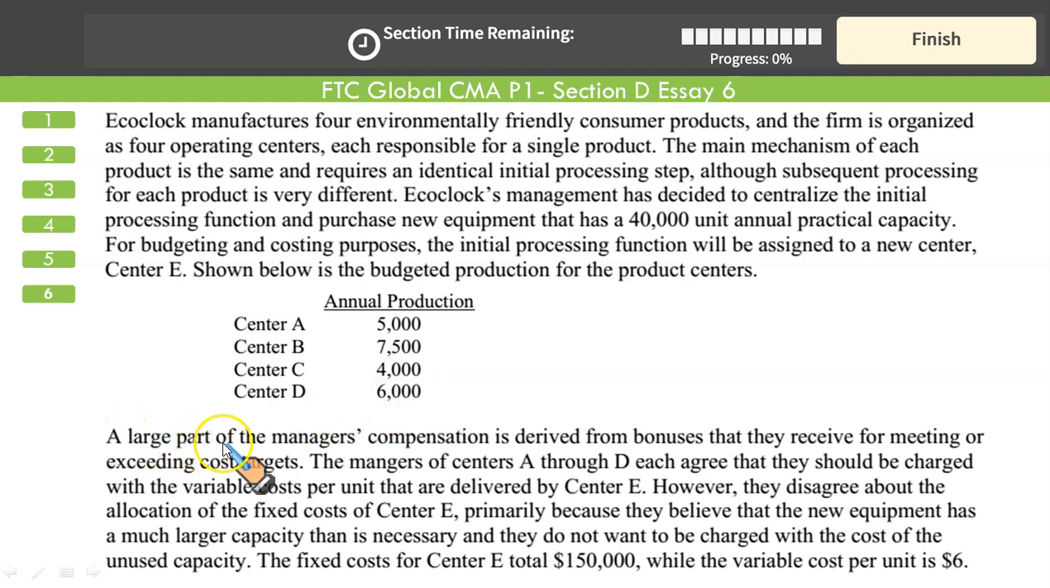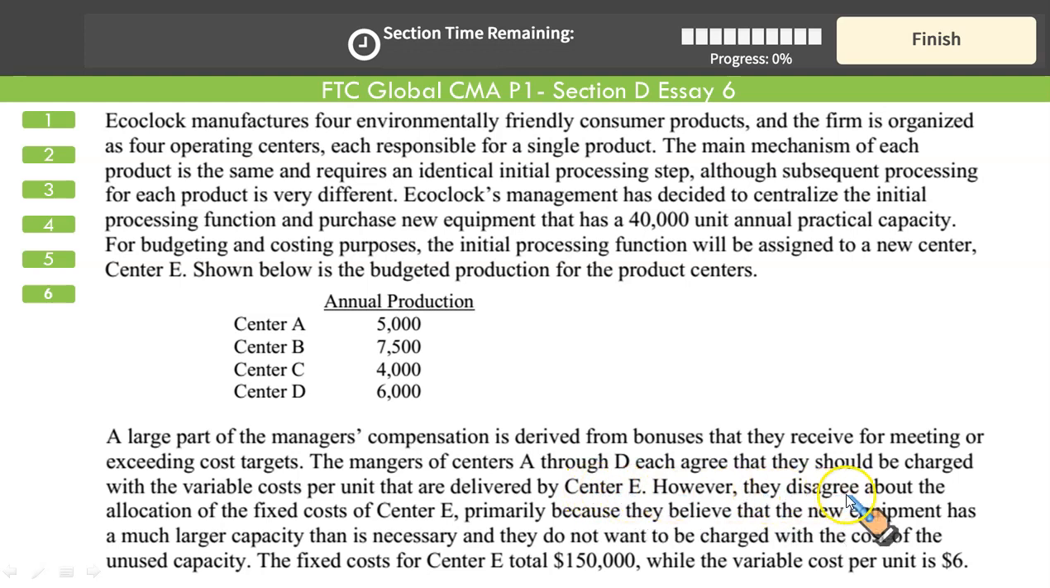A large part of the manager's compensation is derived from bonuses that they receive for meeting or exceeding the cost targets. So the bonuses are given on cost targets. The managers of Center A through D each agree that they should be charged with the variable cost per unit that are delivered by Center E. Center E will be taking care of the first initial step of production process, and then the further processing would be done in department A, B, C, and D. And the initial cost incurred in Center E, managers of these departments A through D say that they may be charged for the variable cost of production in Center E.